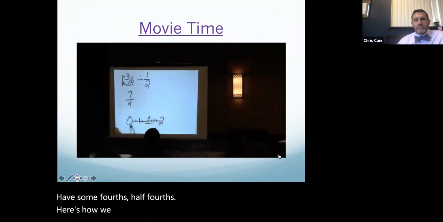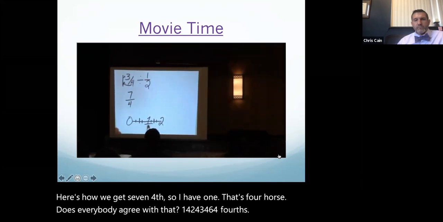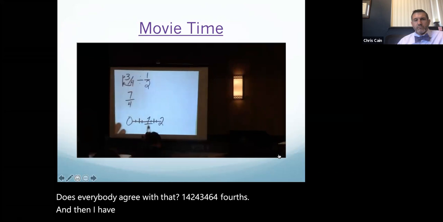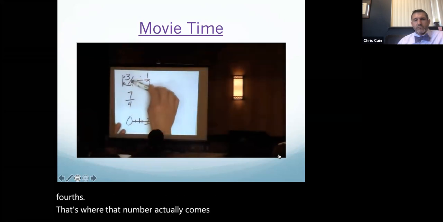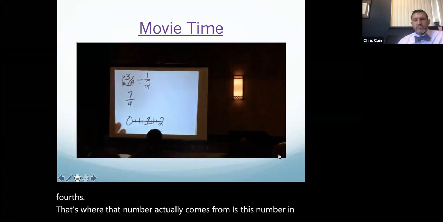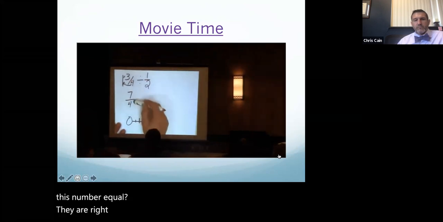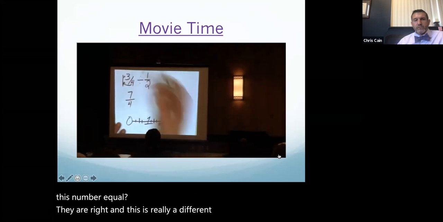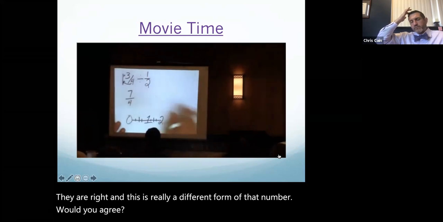So I have 1. That's 4/4. Does everybody agree with that? 1/4, 2/4, 3/4, 4/4. And then I have 3 more fourths. So there's 4/4, 5/4, 6/4, 7/4. That's where that number actually comes from. Is this number and this number equal? They are, right? And this is really a different form of that number. Would you agree? Okay. So 7/4.